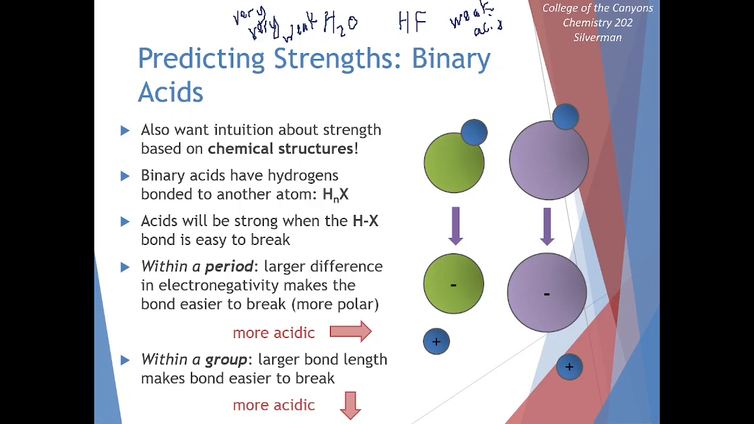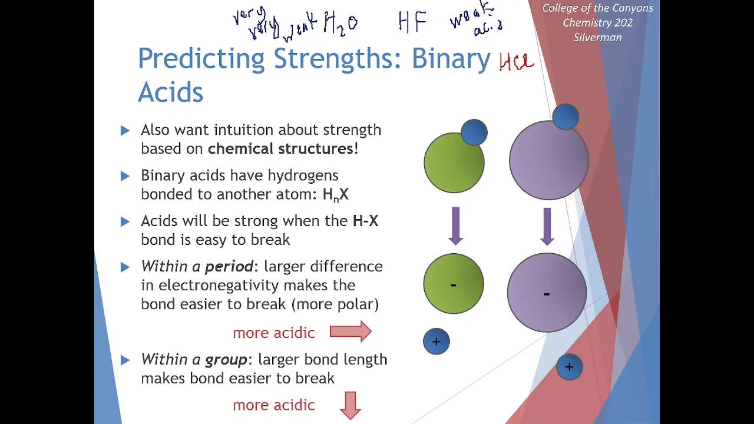The other trend that we need to consider, if we're looking up and down on the periodic table among a group, instead of electronegativity, the trend that is most important is going to be bond length. The longer our bonds, the easier it is to break. As we go down the periodic table, our elements get much bigger, and therefore those HX bonds are easier to break, and our molecules become more acidic.